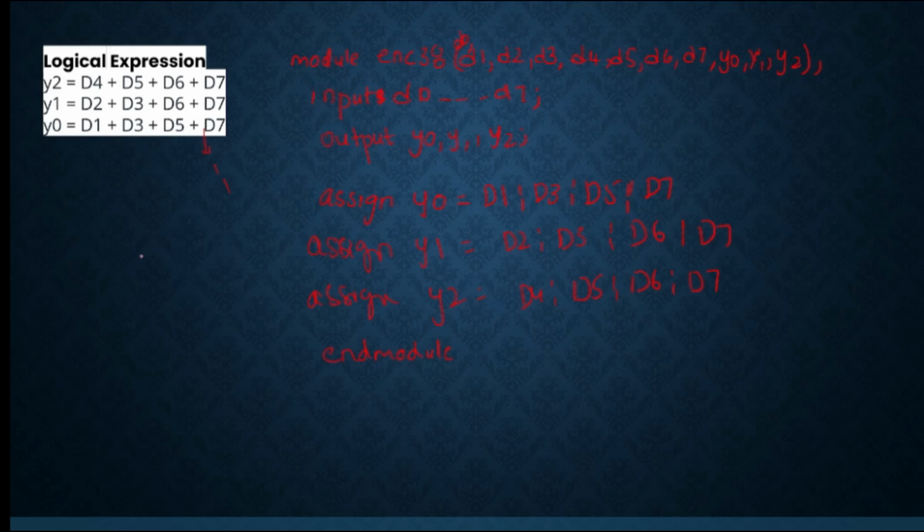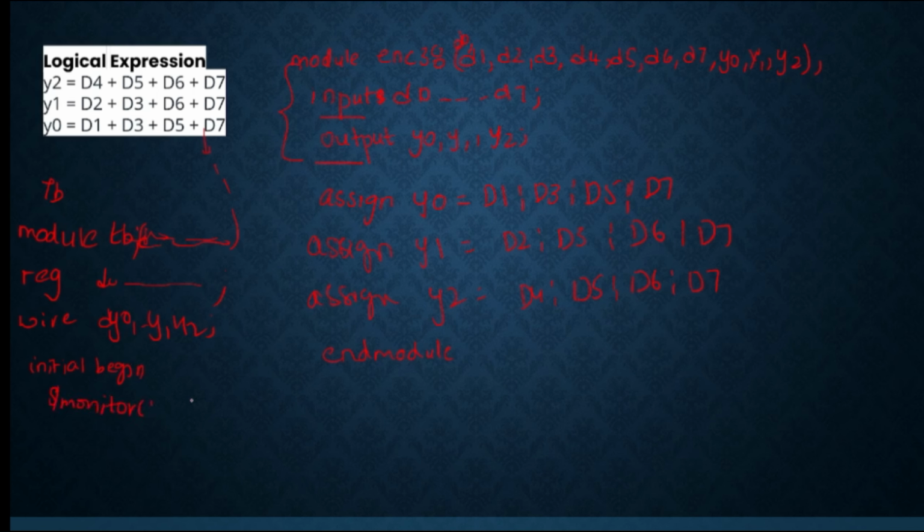Coming to the testbench, what are you going to write? I think you know about this already: module TB, and you don't write inputs and outputs for this module. You will mention inputs as reg and outputs as wire, and mention all the values like Y0, Y1, Y2. Then within initial begin, first you will write $monitor.